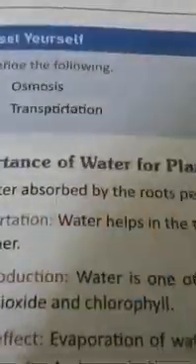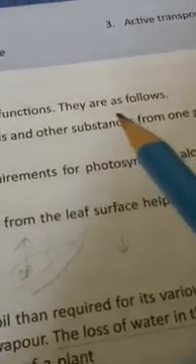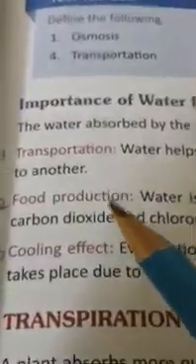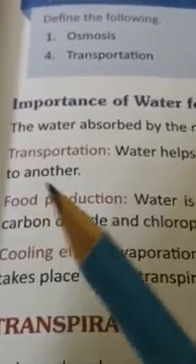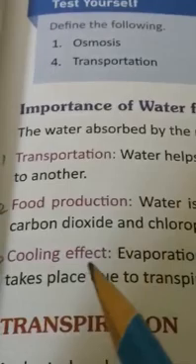Now let us see the importance of water for plants. The water absorbed by the roots performs three main functions. They are as follows. First is transportation. Water helps in the transport of minerals and other substances from one part of the plant to another, because the minerals are dissolved in the water, so the water can easily help in the transportation of them.